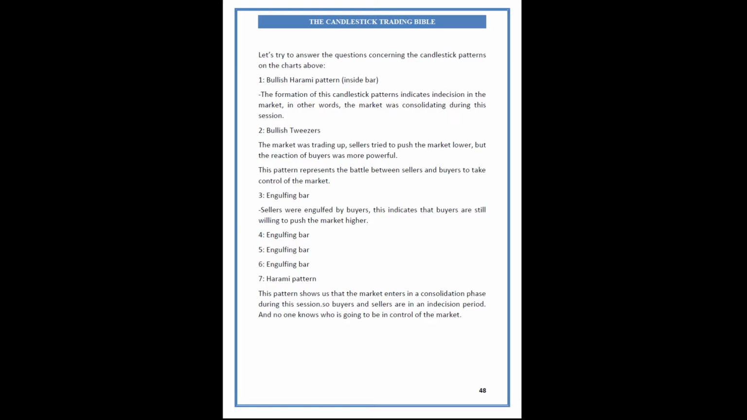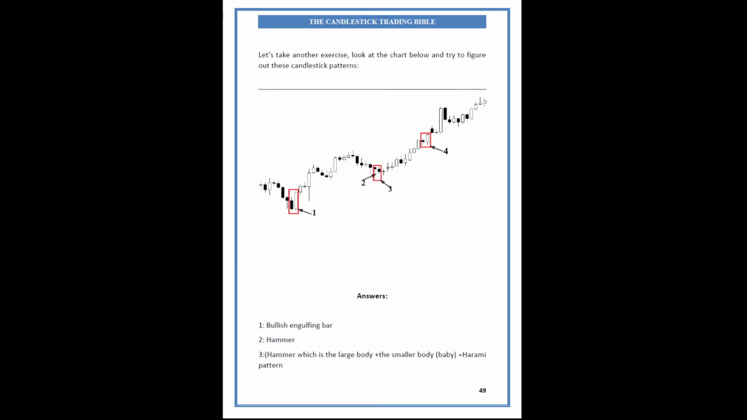Number 3 is the engulfing bar. Sellers were engulfed by buyers. This indicates that buyers are still willing to push the market higher. Number 4, number 5, number 6, all engulfing bars. And number 7 was our harami pattern. This pattern shows us that the market enters a consolidation phase during this session. So buyers and sellers are in an indecision period, and no one knows who is going to be in control of the market. Let's take another exercise. Look at the chart below and try to figure out these candlesticks.